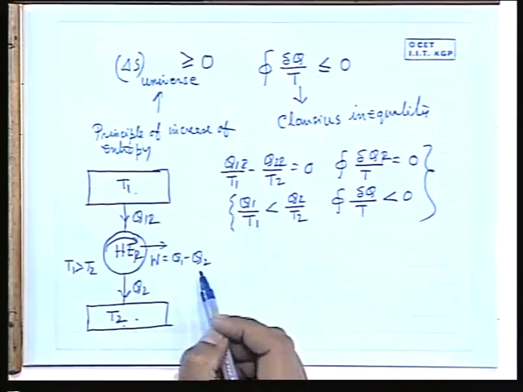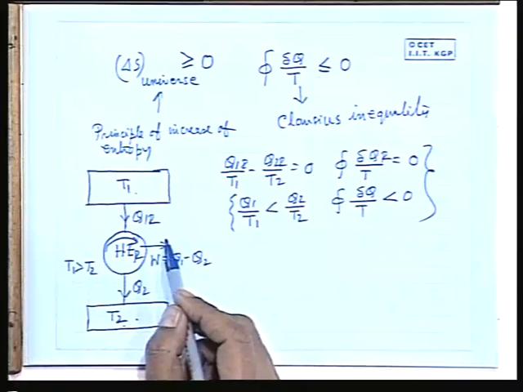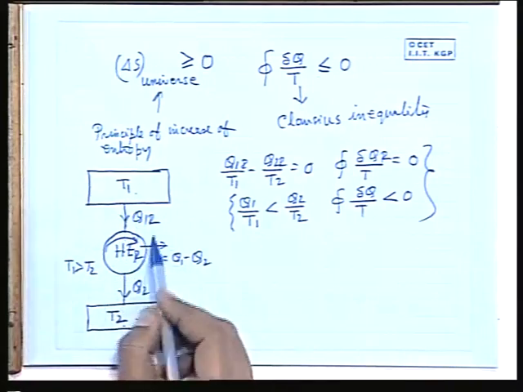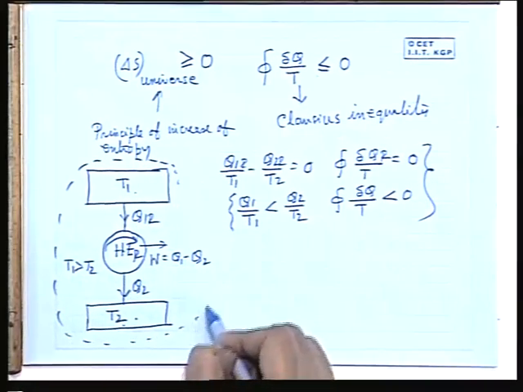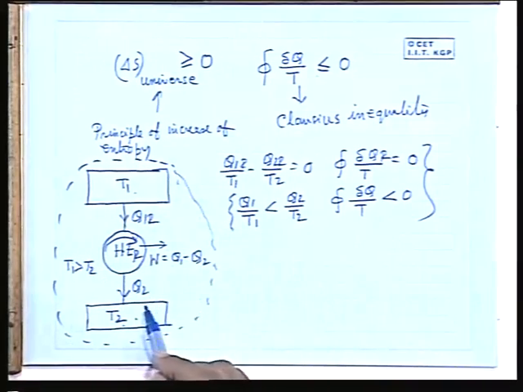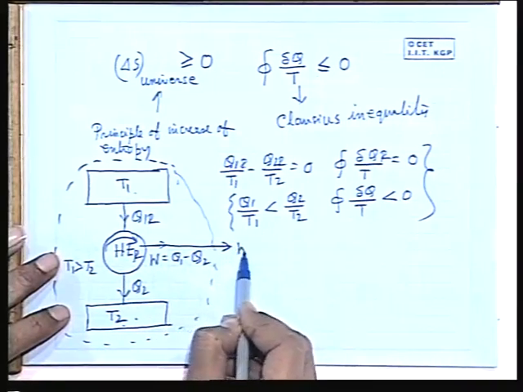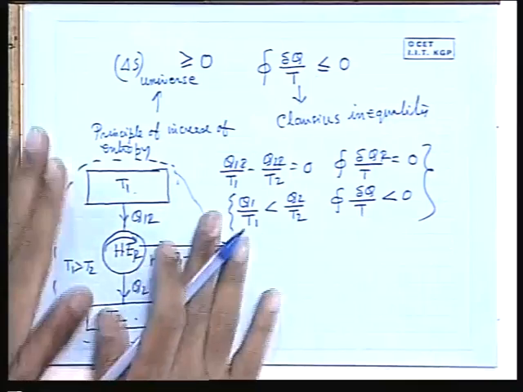Now I apply the delta S universe. Let us find out what is the change of entropy of the universe. If I first consider a reversible engine, then considering these three, I can consider this as an isolated system. Yes, you can argue, sir, why is this an isolated system? Work is coming out. Yes, work is coming out, but at least we can consider it as an adiabatic system.